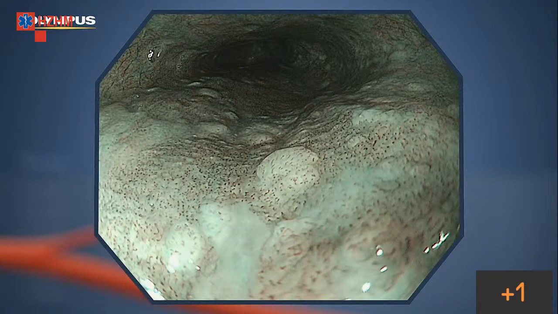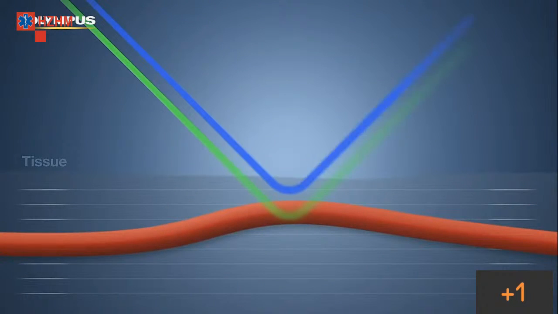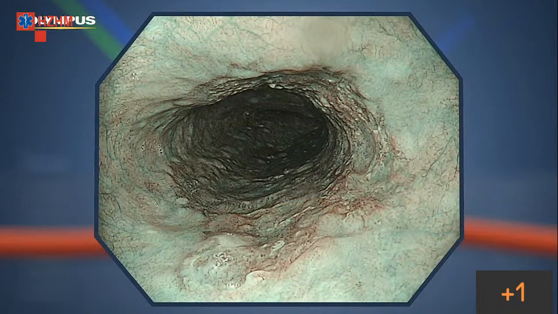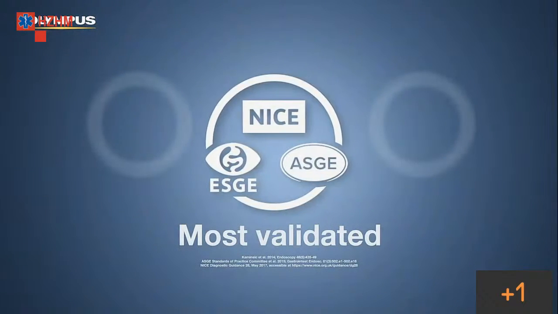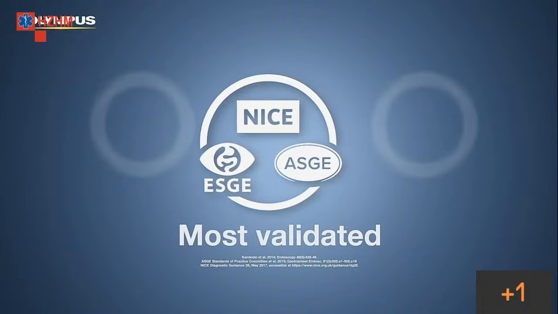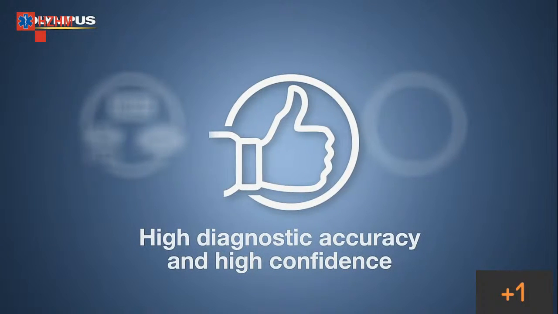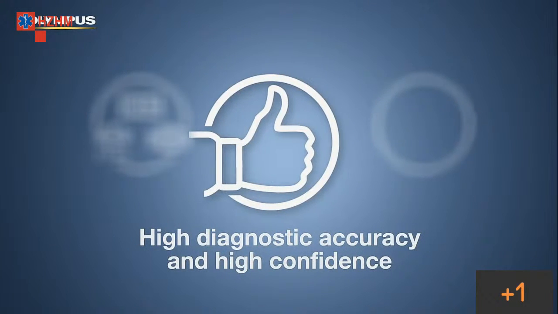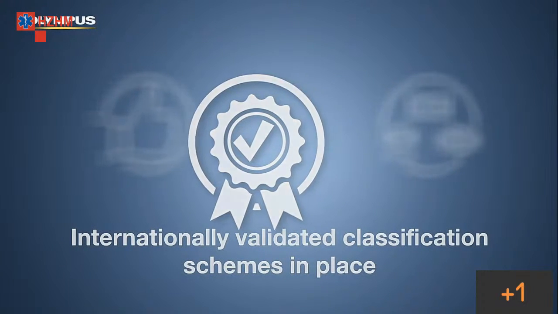If the deeper penetrating green light hits a vessel that is out of the reach of the blue light, only the green light is strongly absorbed. The deeper vessel appears in cyan, in contrast to the superficial vessel. NBI is the most validated and society-endorsed imaging modality for optical assessment of lesions. It supports high diagnostic accuracy and high confidence in diagnostic decisions, and it has internationally validated classification schemes in place.